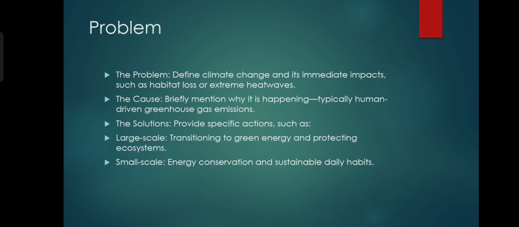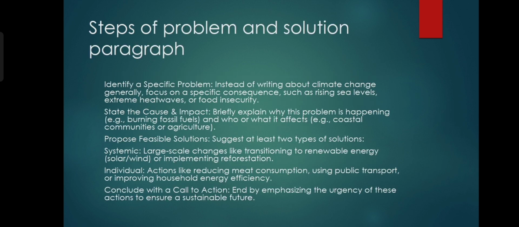The problem defines climate change and its immediate impact, such as habitat loss and extreme heat waves. The cause is briefly mentioned: why it is happening, typically human-driven greenhouse gas emissions. The solution provides specific actions such as large-scale transition to green energy and protecting ecosystems, and small-scale energy conservation and sustainable daily habits.